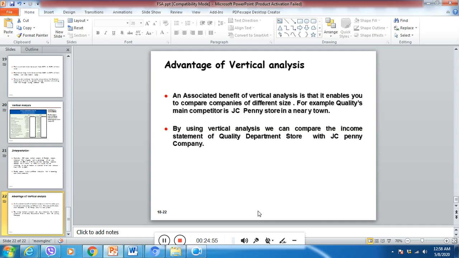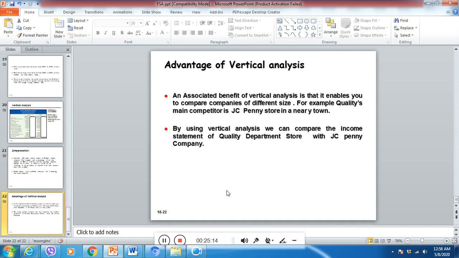By using vertical analysis, we can compare the income statement of Quality Department Store with JC Penney company. Both are stores. So vertical analysis tells us where you are and where your competitors are in the market. So this is just the one big major advantage.